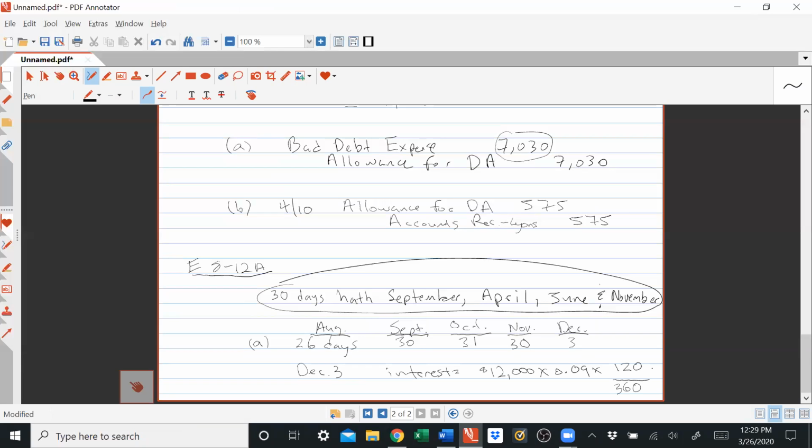And so the interest for this note, so the lender will receive the $12,000 on December 3rd, plus interest they'll receive $360. So here's the interest the lender gets, and here's the maturity date.